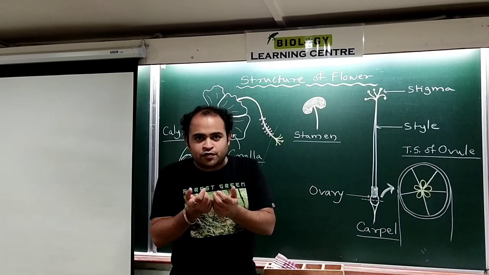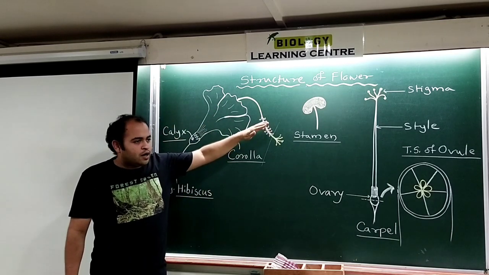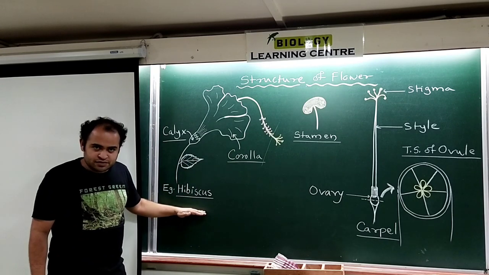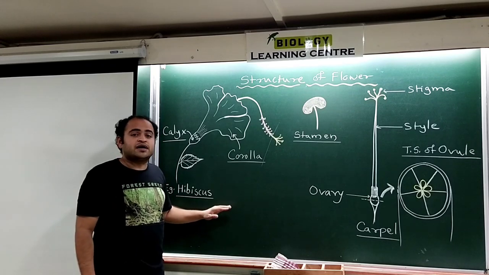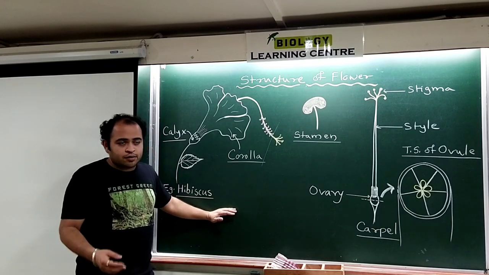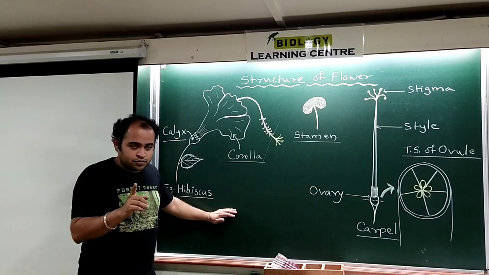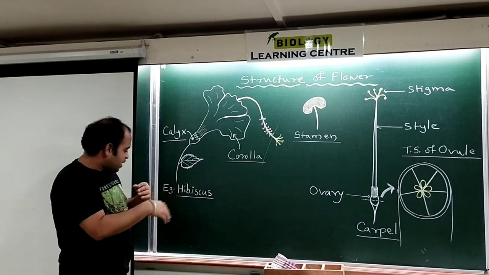Okay, so just to understand the basic concepts of any flower, we have to have an example. In this study we are going to use this particular species, that is hibiscus, Jaswand, a flower which is very common. It's a garden plant, and each one of you has seen this plant. Right? So let us begin with the technical part of this.